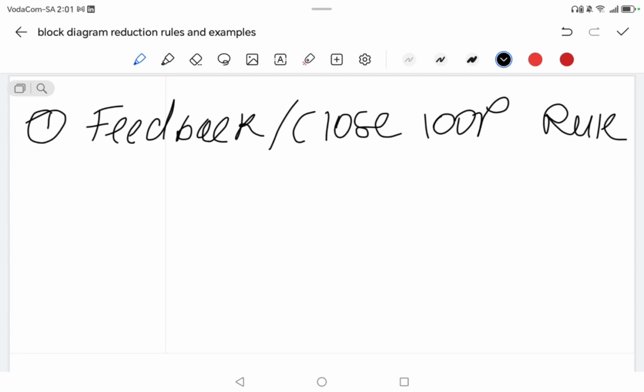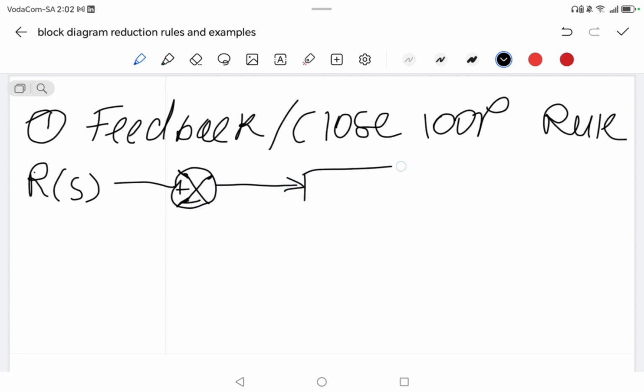Then R of S, then this sign is called summation or adder. You can call it adder, you can call it summation, right? Then G of S into it is C of S. Why did I say closed loop? You guys now understand closed loop and feedback, because I have done the introduction to control systems, and the introduction to open loop and closed loop in the same series, right?